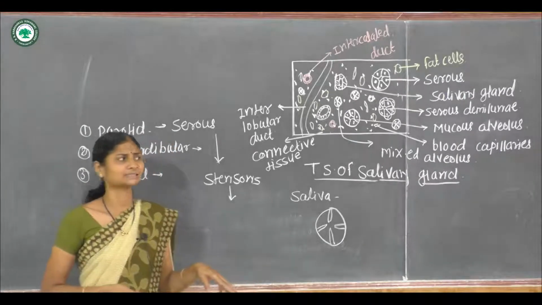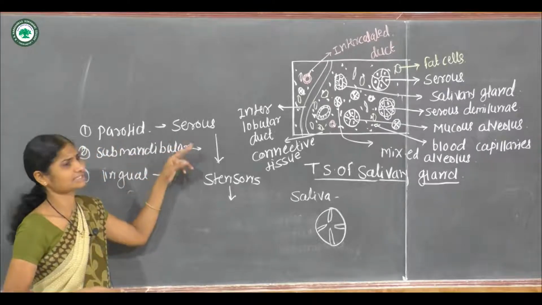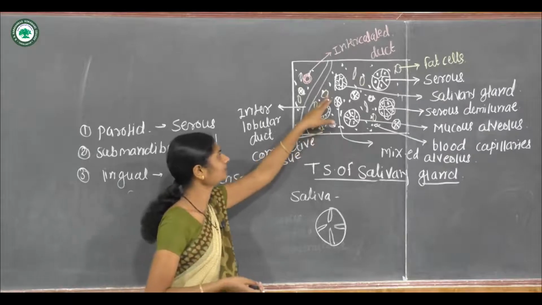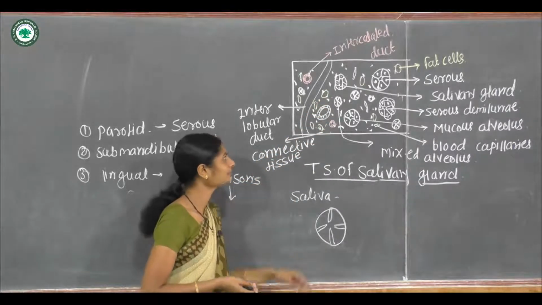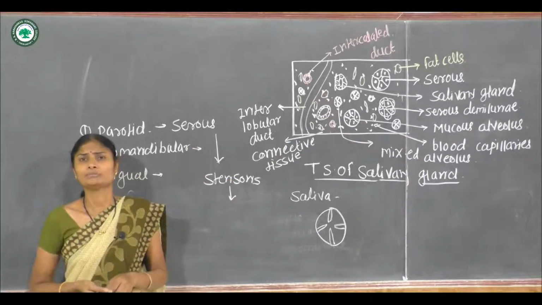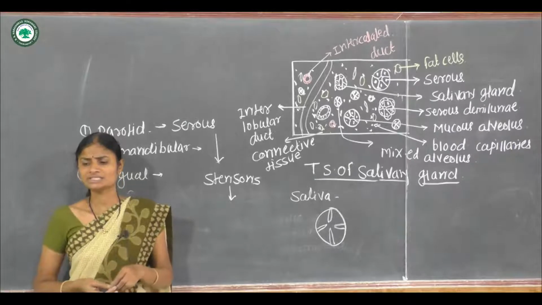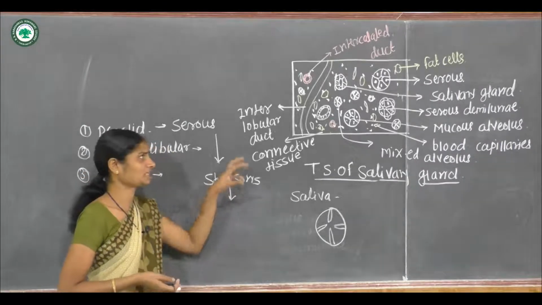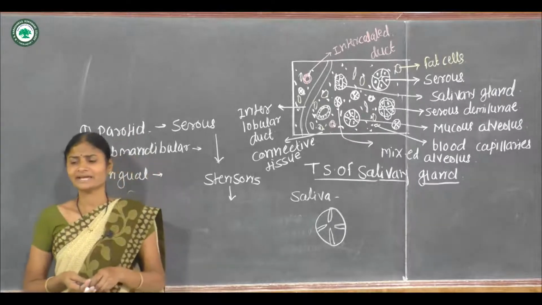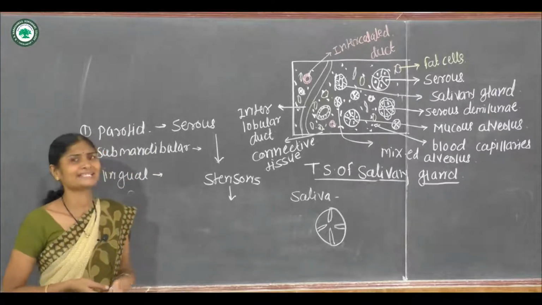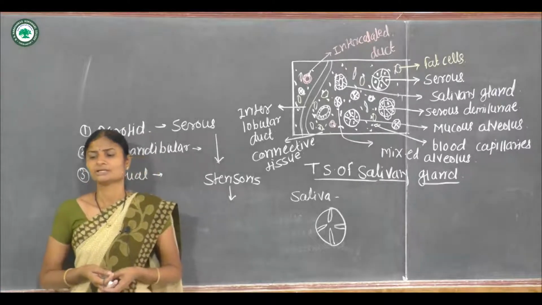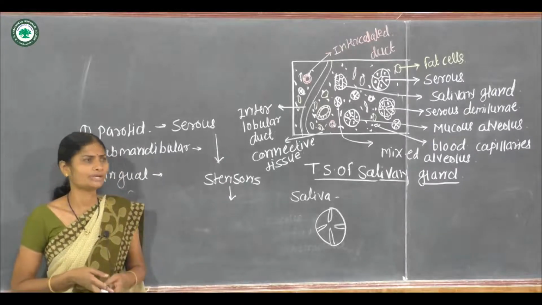In the parotid glands, fat cells are also present. We observe in this diagram the yellow colored fat cells, also called adipose cells, present in between the connective tissue of the parotid gland, and these fat cells increase in number with age.